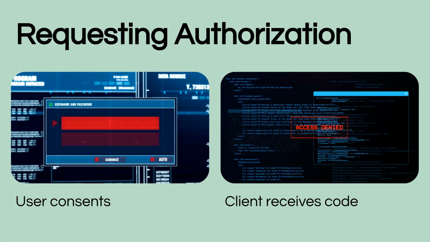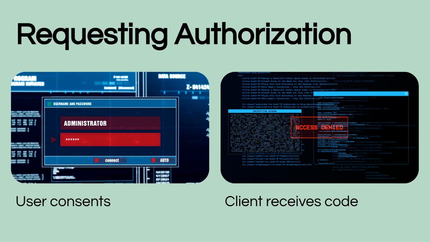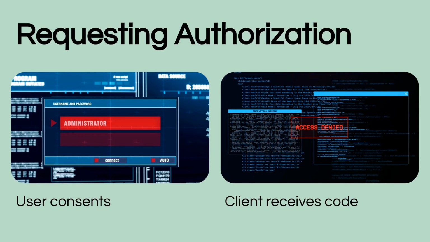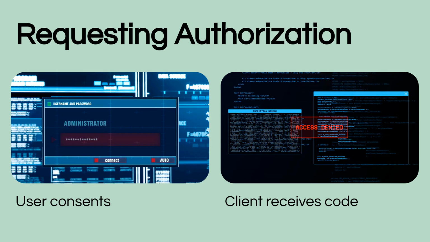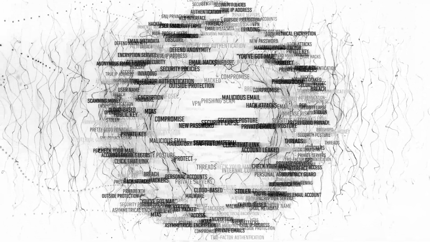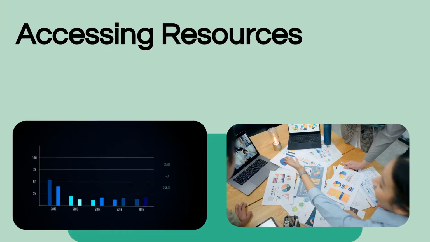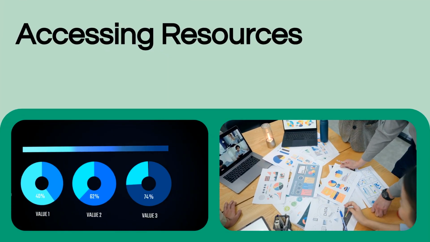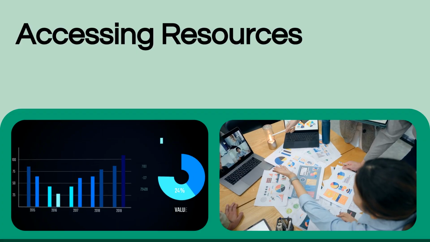First, the client directs the user to the authorization server, where the user logs in and grants permission. The server then redirects the user back to the client with a temporary authorization code. Next, the client securely sends the authorization code and its own credentials to the authorization server to exchange it for a valuable access token. With the access token, the client can now make requests to the resource server to access the protected user data, as permitted by the user.